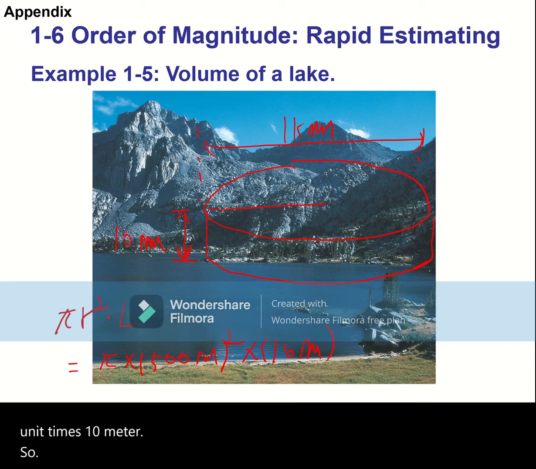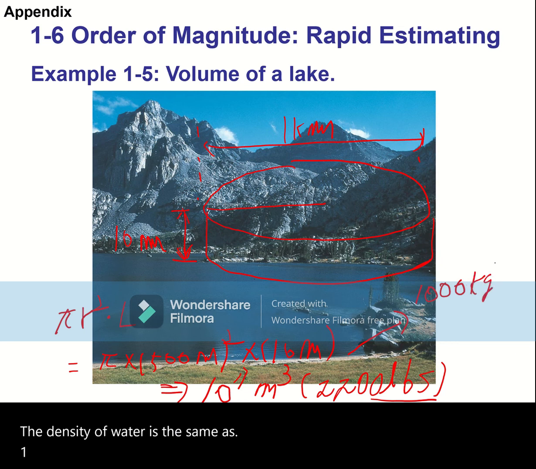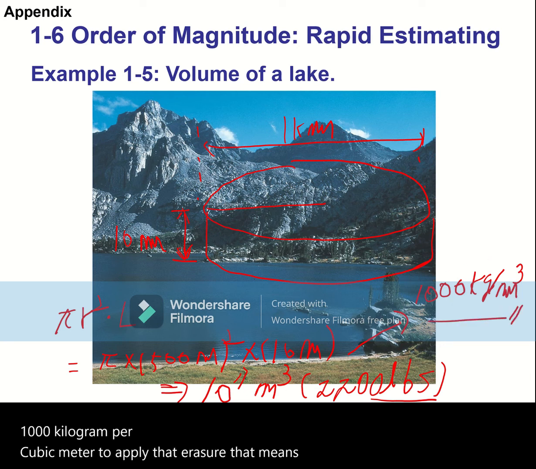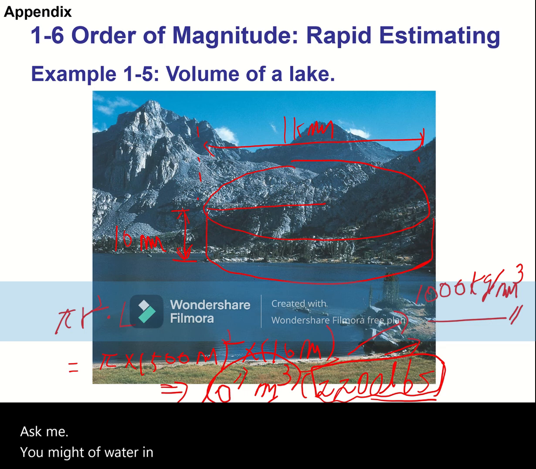So the volume is about 10 to the 7 cubic meters, which is probably 2,200 pounds in weight, because the density of water is 1,000 kilograms per cubic meter. So you apply that ratio, the density, to the volume of water, and you can estimate the amount of water in this reservoir or in this lake. So this is called rapid estimating.